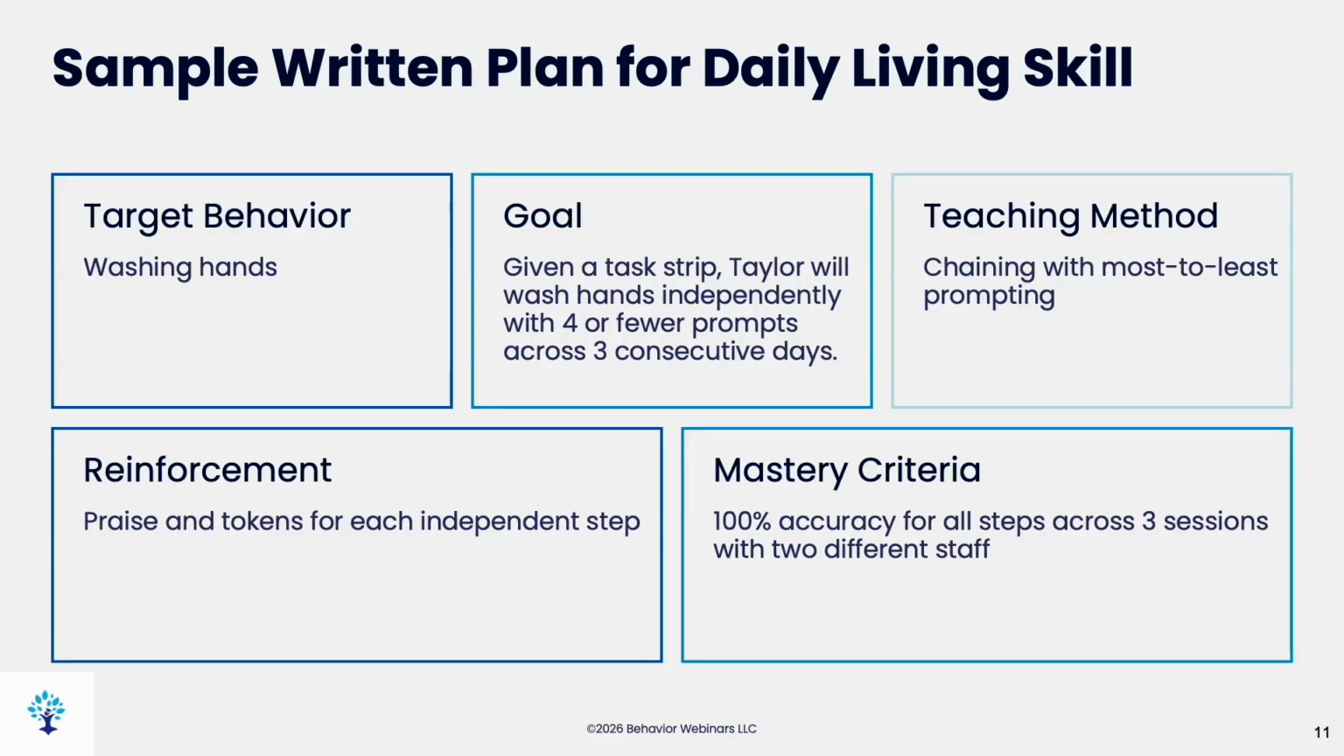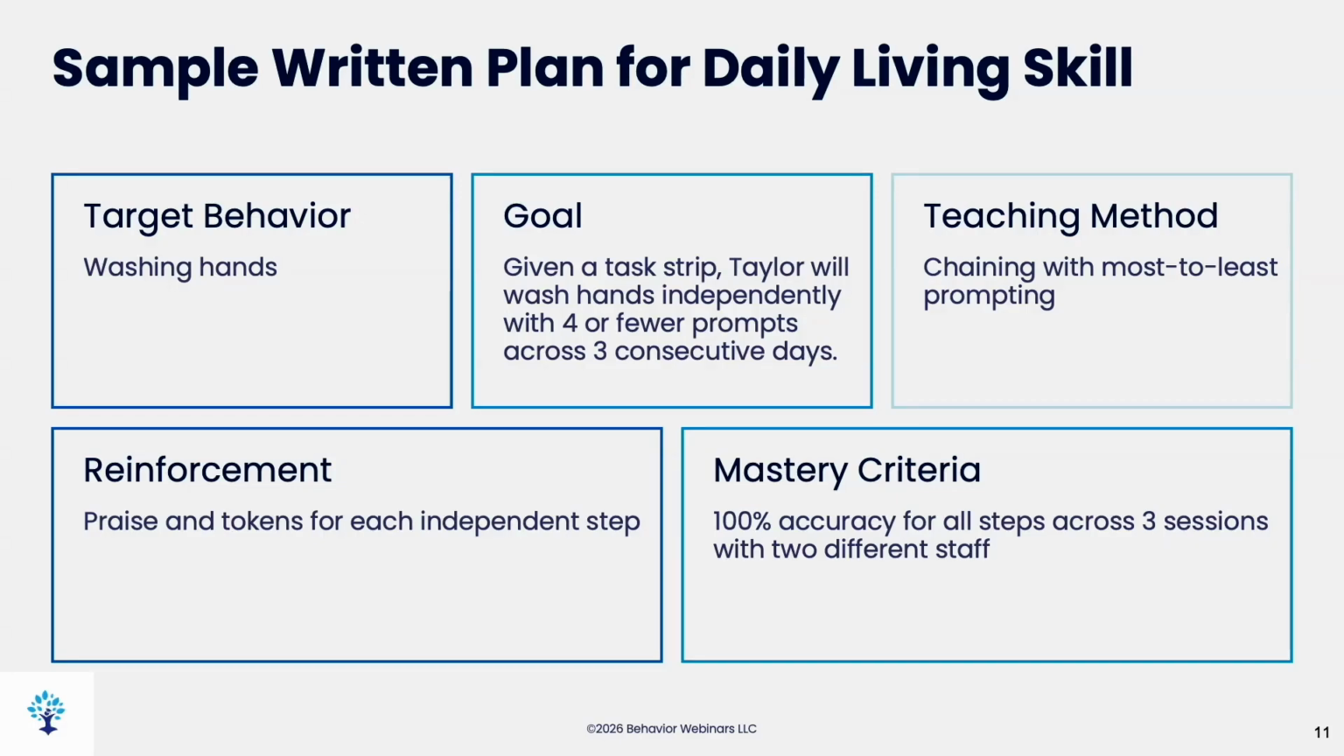Hand washing. Given a task strip, Taylor will wash hands independently with 4 or fewer prompts across 3 consecutive days. I would rather say 3 consecutive times or trials. Teaching method, we're going to use chaining with most to least prompting, reinforcement, praise and tokens for each independent step, and mastery is 100% accuracy for all steps across 2 different sessions with 2 different staff.